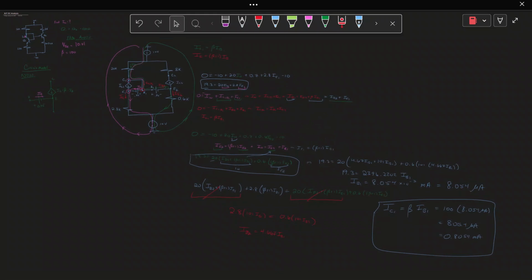I'll definitely go over more problems with diodes and maybe not NPN transistors, but PNP transistors, and what happens whenever we deal with saturated or cutoff regions of transistors.